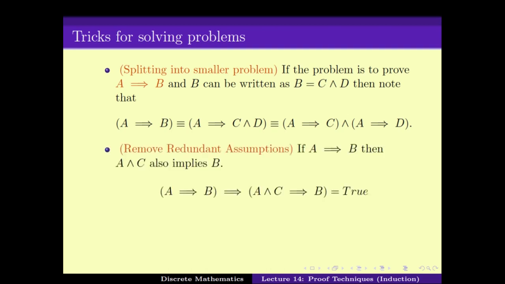Second option is removing some kind of a redundancy in the assumptions. Namely, if A implies B, that would imply that A and any other assumption will also imply B. So if the given set of assumptions is A and C, one might want to remove the redundant assumptions, and that would make this problem neater, and hence easier to solve.